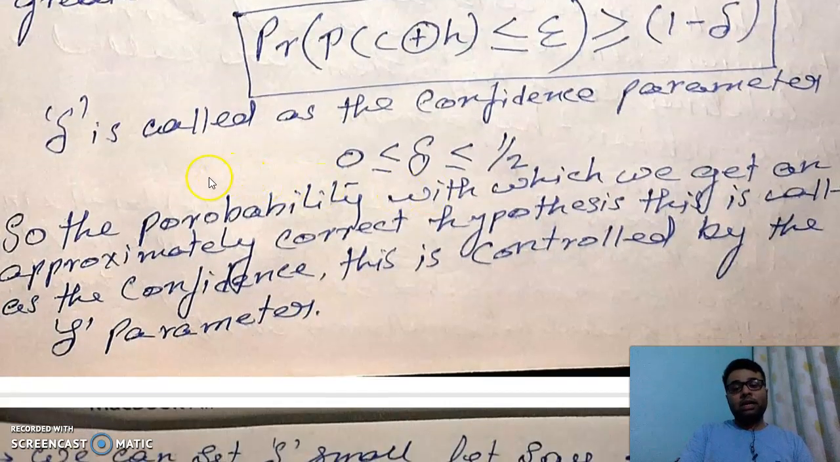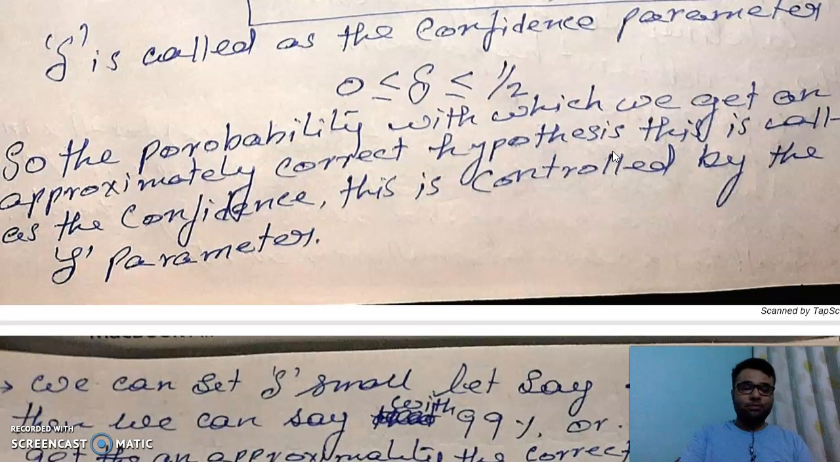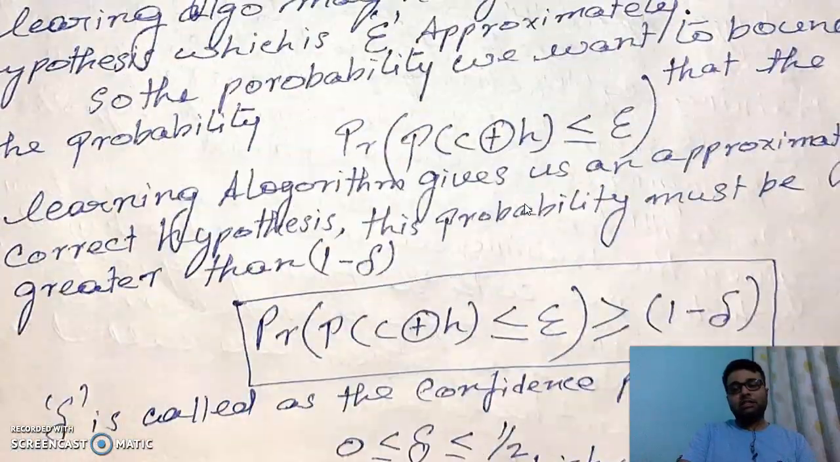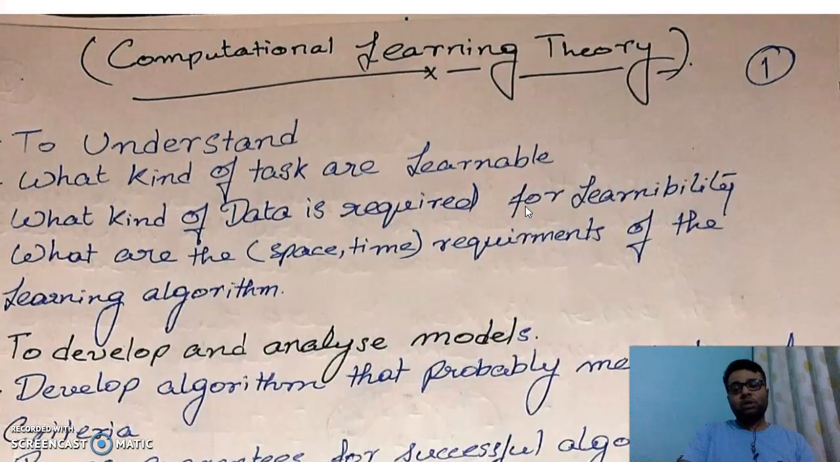Now, what is delta over here? Delta is called the confidence parameter, which lies between 0 and half, and mostly the value of delta is 0.1. The probability with which we get an approximately correct hypothesis is called the confidence, and this is controlled by the parameter known as delta. Suppose the value of delta is 0.1, then we can say that with 90% confidence we get an approximately correct hypothesis. And this is how we make the computational learning algorithm work.